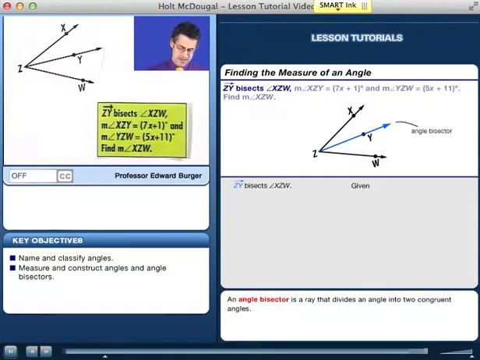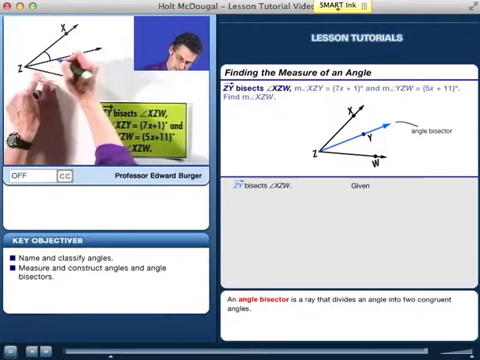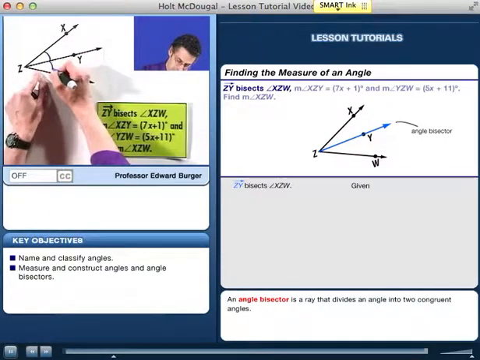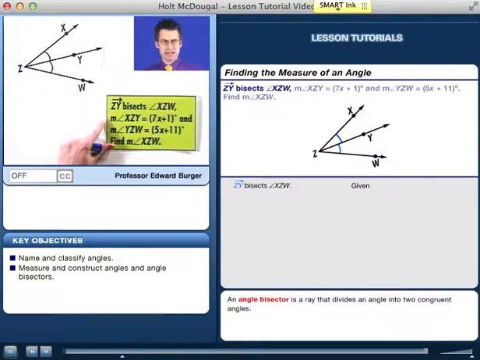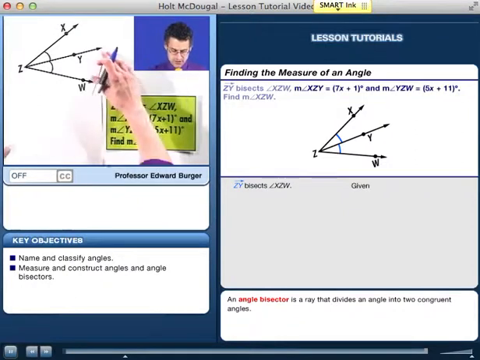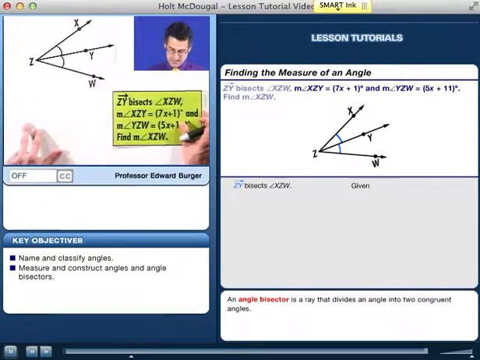XZW. So that means that the measure of this angle right here is going to be the same as the measure of that angle right there. That's what it means to be an angle bisector. Okay, and then we're given all this algebraic information that somehow I want to make good use of. So let's think about exactly what is being said in the rest of these statements.